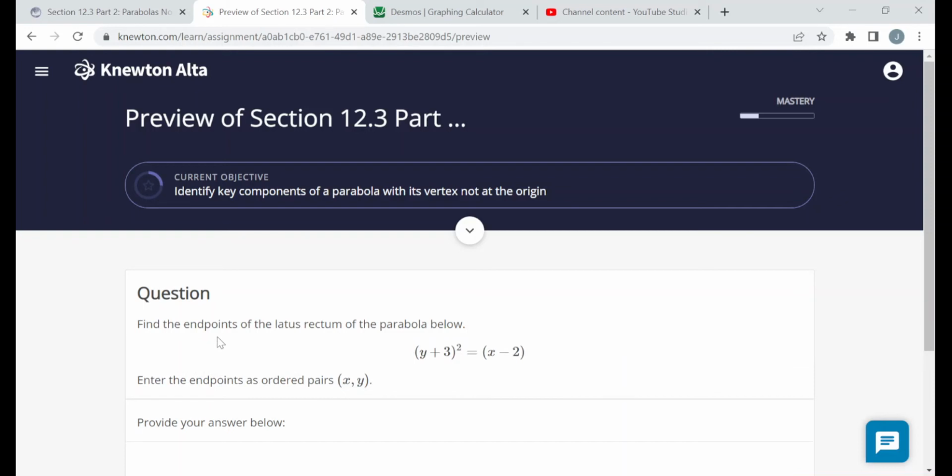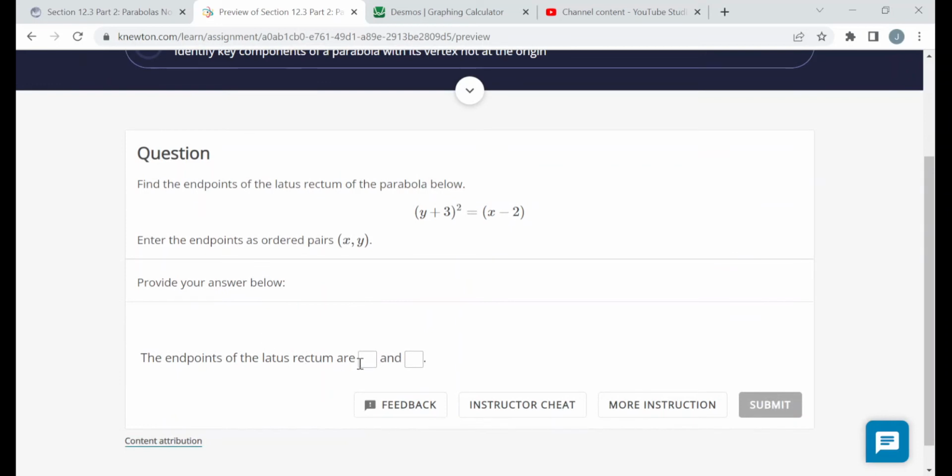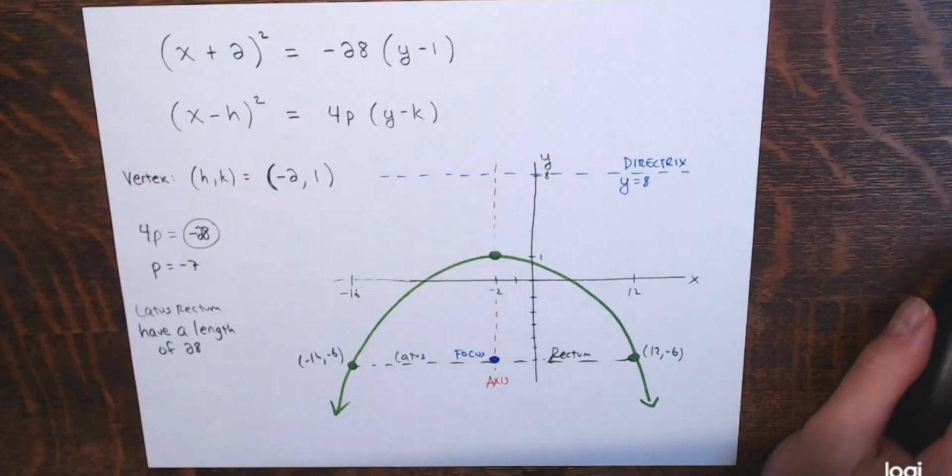Very same kind of objective, but this time the y is squared and the x is to the first. So now the parabola is going to open right or left instead of up or down. The axis of symmetry will be horizontal instead of vertical. And once again, we're asked to find the endpoints of the latus rectum, but this time actually type them in, right? It's not multiple choice this time. Right, so same deal. I'm going to go about it the same way.